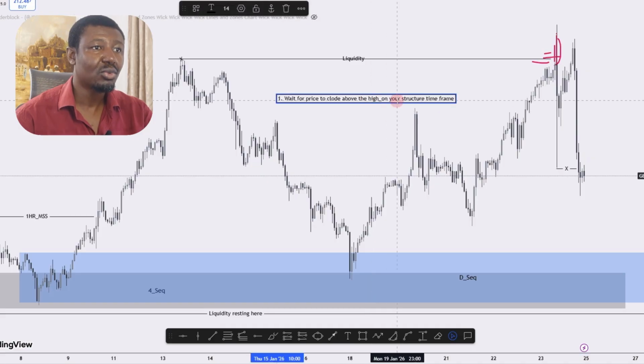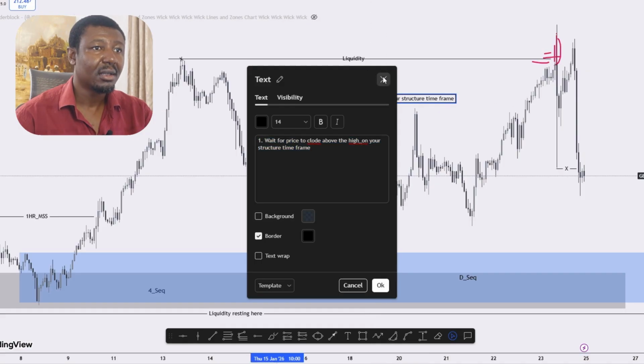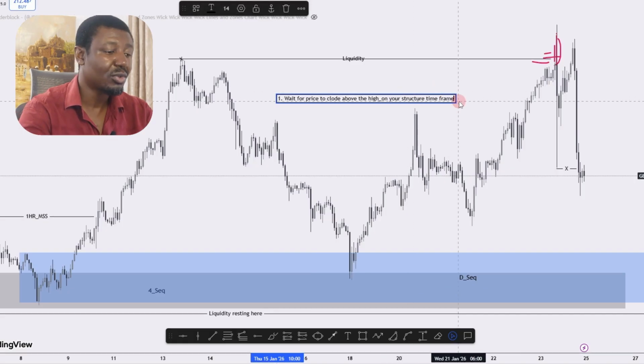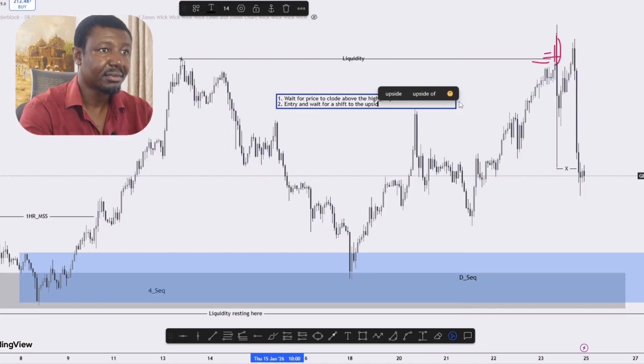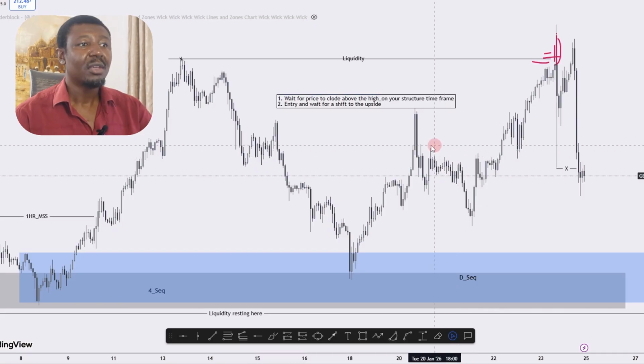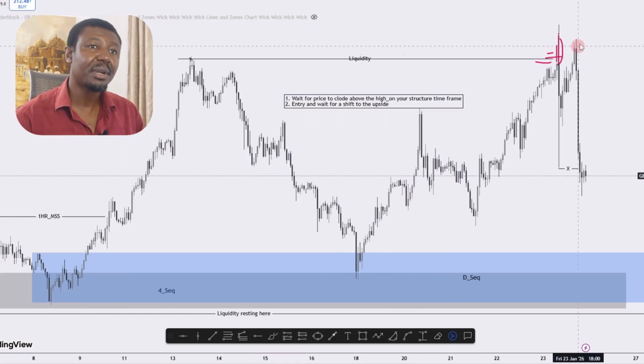Then number two, the next thing you want to do is to go down to your entry time frame and wait for a shift to the upside. So you must have these two things in check before you actually place a trade.